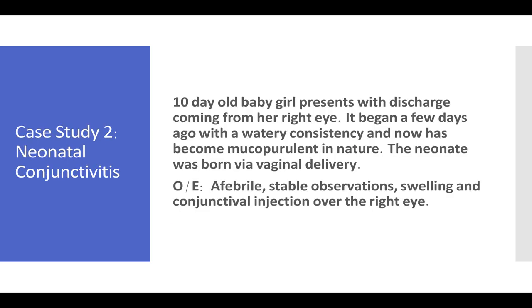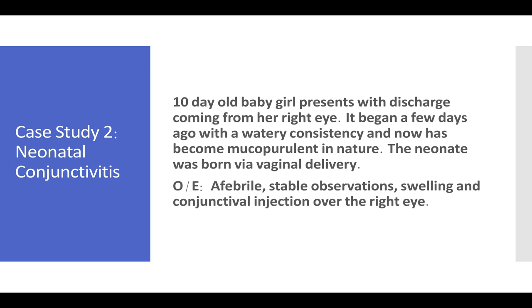The final part of today's tutorial will be focusing on neonatal conjunctivitis, which is a subtype of paediatric conjunctivitis. The case study below will give an example of this. A 10-day-old baby girl presents with discharge coming from her right eye. It began a few days ago with a watery consistency and has now become mucopurulent in nature. The neonate was born via a normal vaginal delivery.